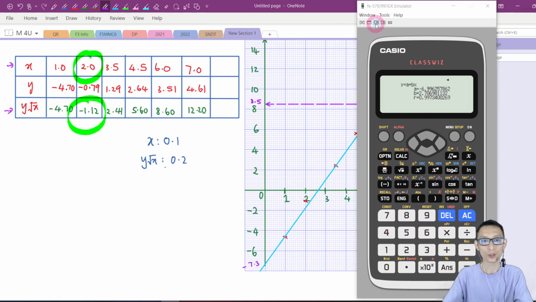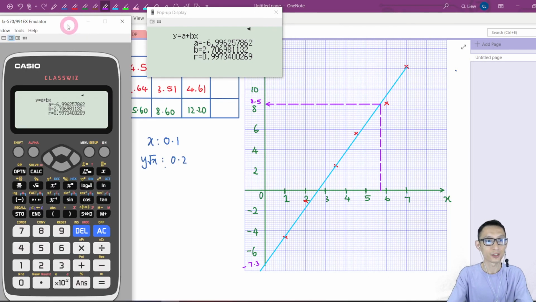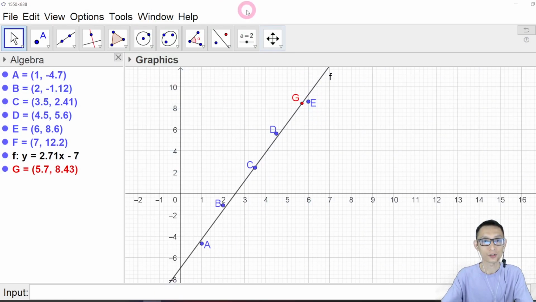Okay, can you see it? This one. Now, the answer given by the calculator is the y-intercept should be negative 6.996. So very near to negative 7. But what I got here is negative 7.3, and the gradient is 2.707.